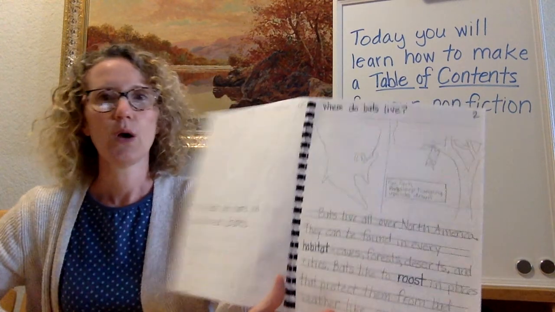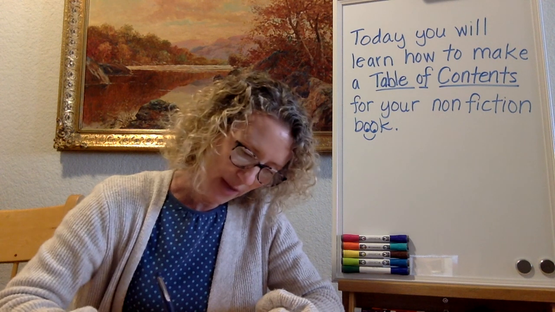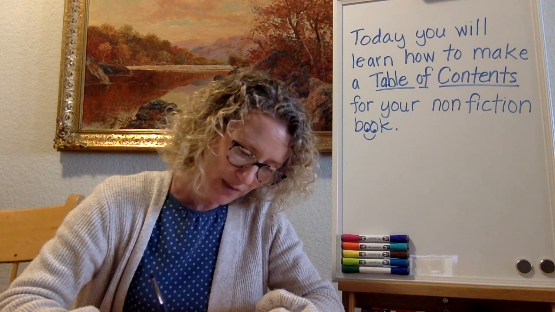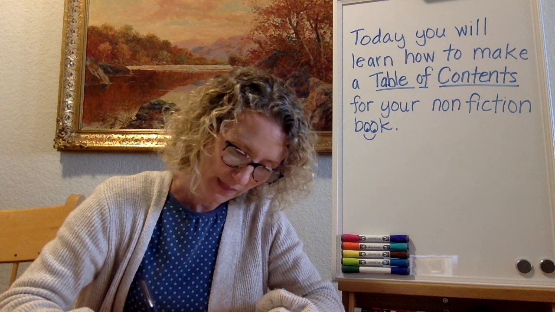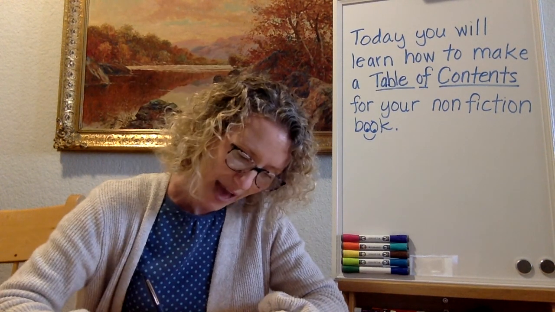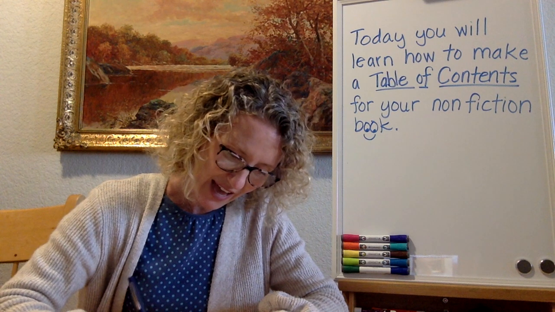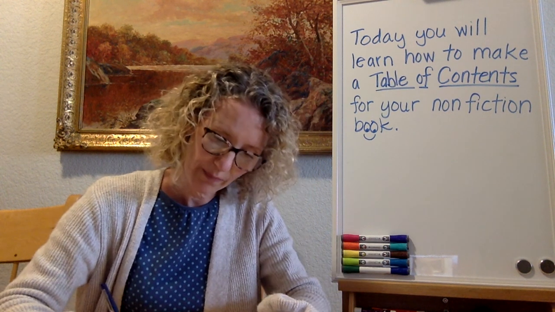Where do bats live? I could write, where do bats live? But I think I'm going to write bat homes. Oh, I'm going to change that to bat bodies, I-E-S. And then bat homes, and this is a rough draft, so if I make a mistake, it's okay. And that is on page 2. The next one is what do bats eat? I could write what do bats eat, but I think I'm going to say bat food. And that is on page 3.